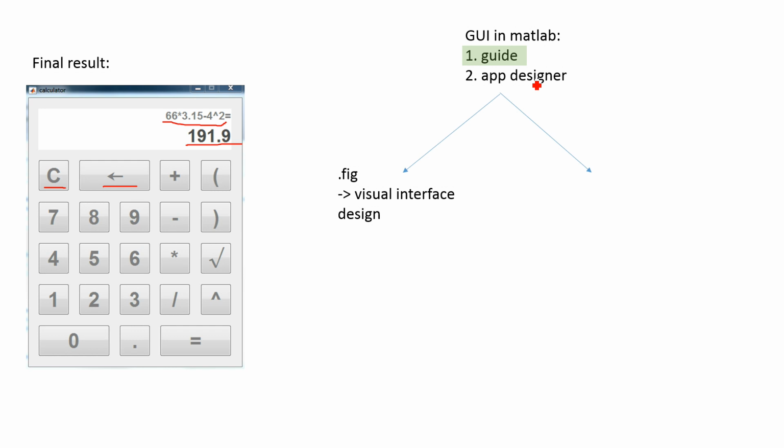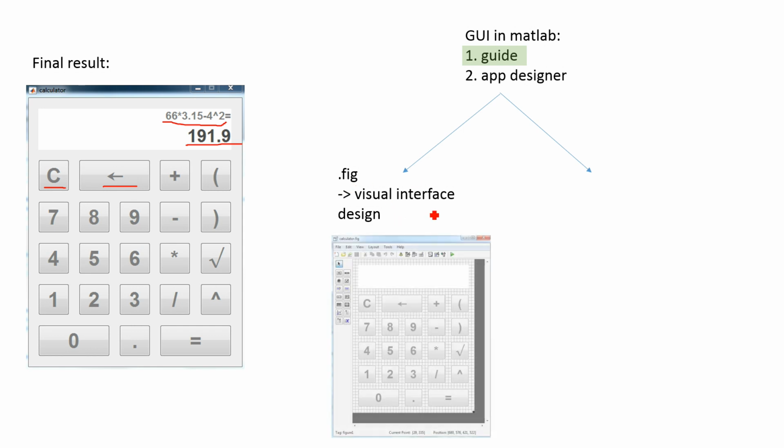And then if you use GUIDE, it will automatically generate two files. One is the .fig file, that is basically the visual user interface design. So you will see below that you can drag different components to the field and then move them around with your mouse. So this is quite convenient for the visual interface design, because you don't have to input any positions. You just drag to whatever place you want.